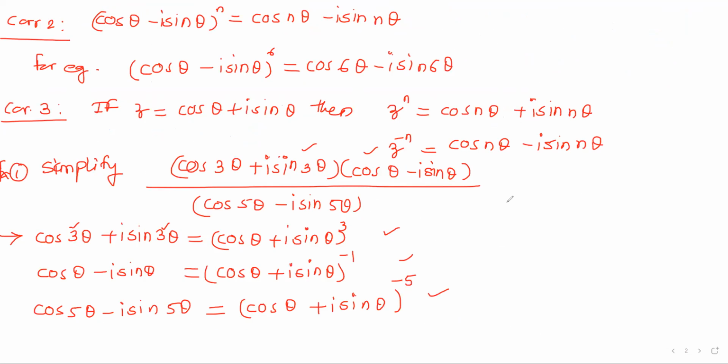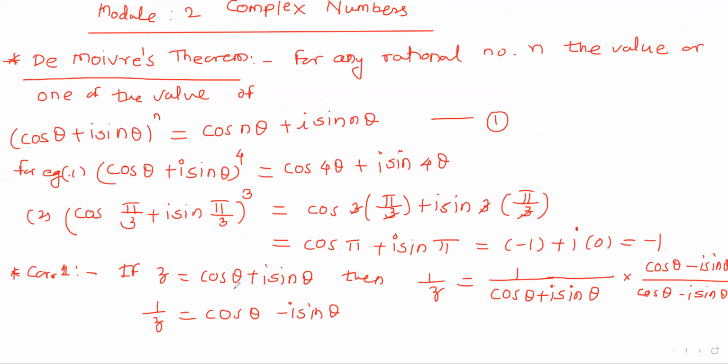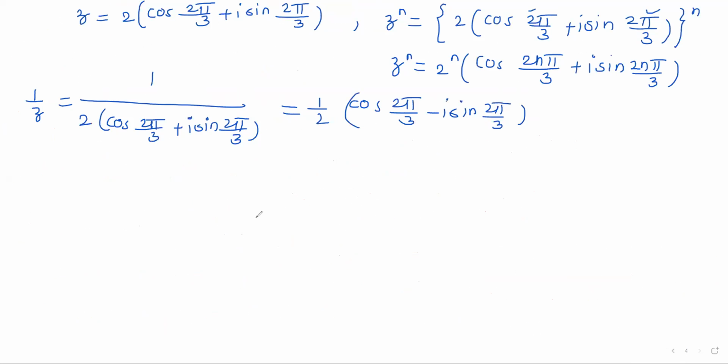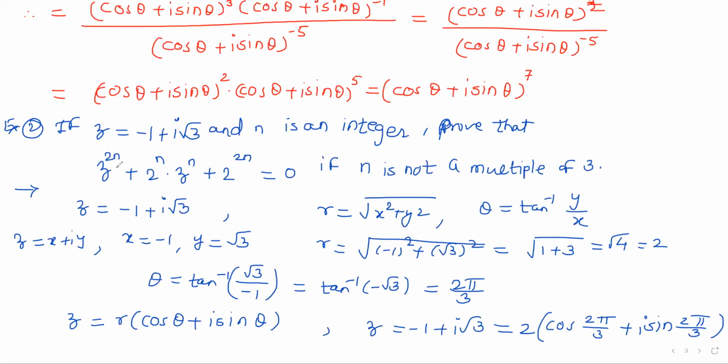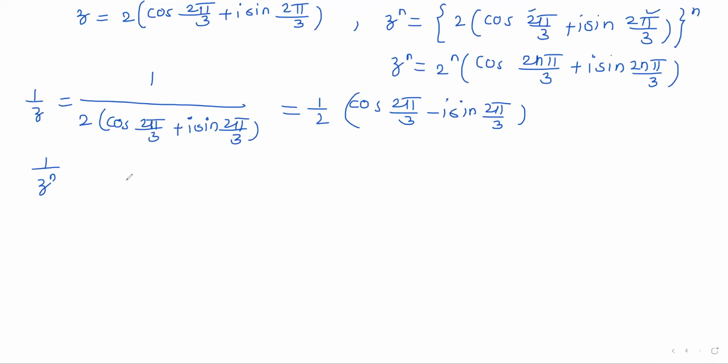Let me go back to here. You can see if z is cos theta plus i sin theta, then 1 upon z is cos theta minus i sin theta. Is it clear? And therefore, continuing, if 1 upon z is this, then I want 1 upon z raised to n. Why are we doing this? We have to show that this quantity z raised to 2n plus 2 raised to n into z raised to n plus 2 raised to 2n is equal to 0, right? So for that, we are just finding the terms.